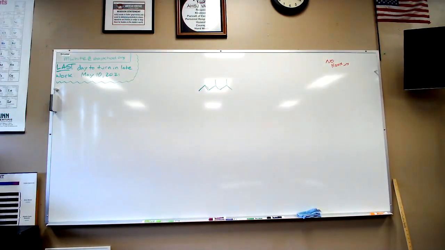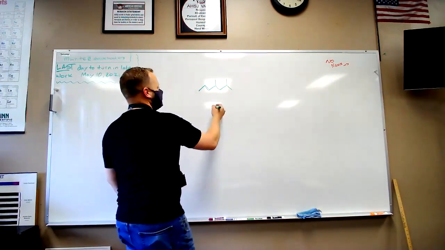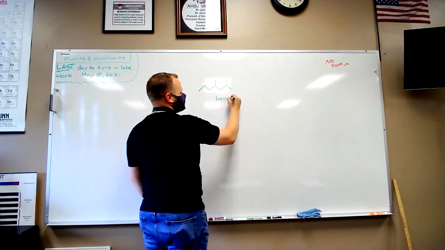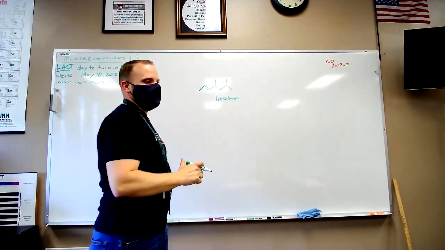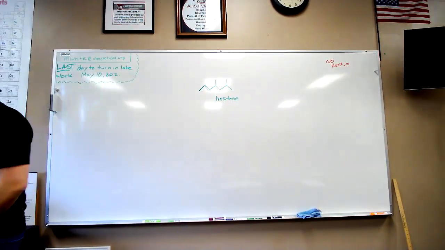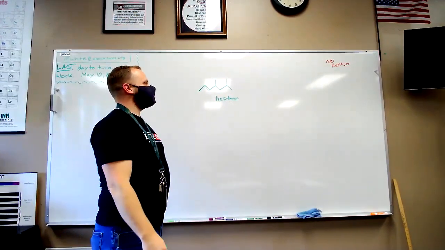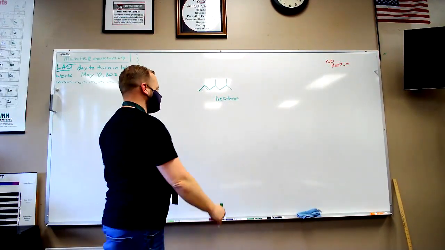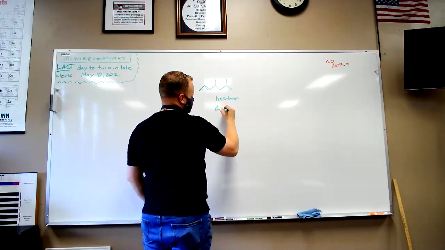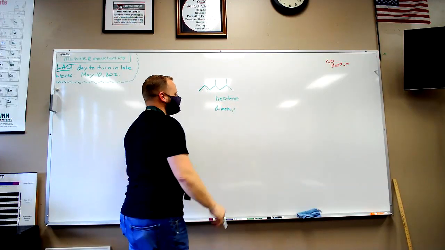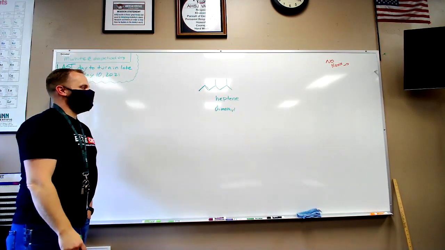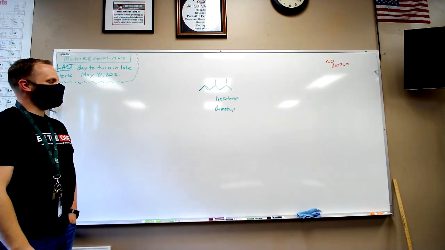So how many carbons are in our parent chain? 7. Okay, so we know we're dealing with a heptene. What else do we know? There's 2 methyls. Okay, so we have dimethyl, 2 and 4.